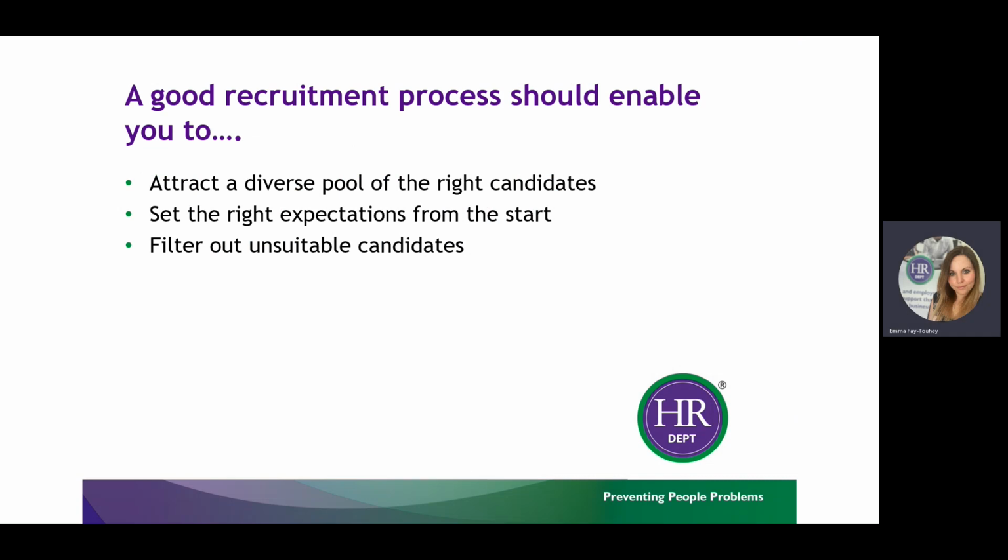So a good recruitment process should enable you to, first of all, attract a diverse pool of the right candidates. We don't want the pool of candidates so wide that we're unable to select because we're inundated with candidates, many of whom might not be the right candidates that we're looking for. But equally, we don't want the pool to be so narrow that we don't have the opportunity to select, because we're left with only maybe one or two candidates and almost therefore forced to select someone who might not be the best fit for the role. So we do want that diverse pool, but importantly, we want the candidates to be the right ones.